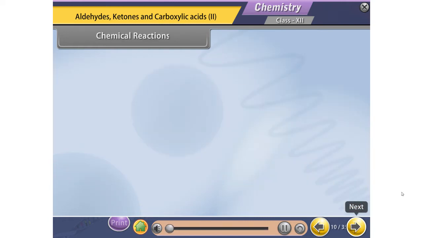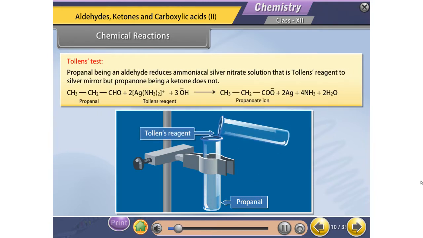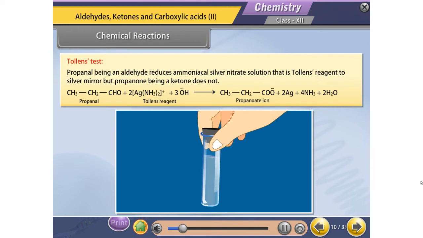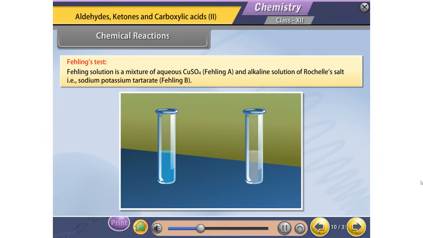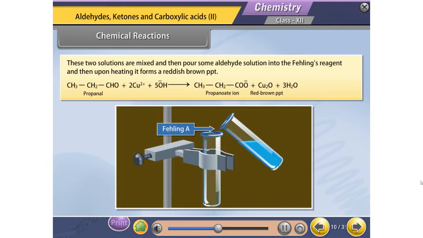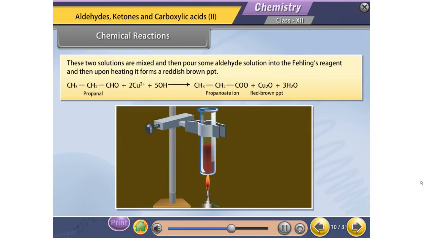Assessment: Chemical reactions. Tollens test. Propanal, being an aldehyde, reduces ammoniacal silver nitrate solution, that is Tollens reagent, to a silver mirror, but propanone, being a ketone, does not. Fehling's test. Fehling solution is a mixture of aqueous copper sulfate, Fehling A, and an alkaline solution of Rochelle's salt, that is sodium potassium tartrate, Fehling B. These two solutions are mixed and then some aldehyde solution is poured into the Fehling's reagent, and upon heating it forms a reddish brown precipitate.